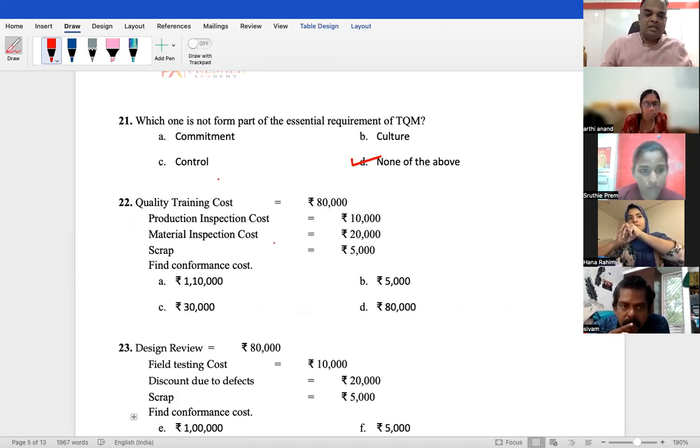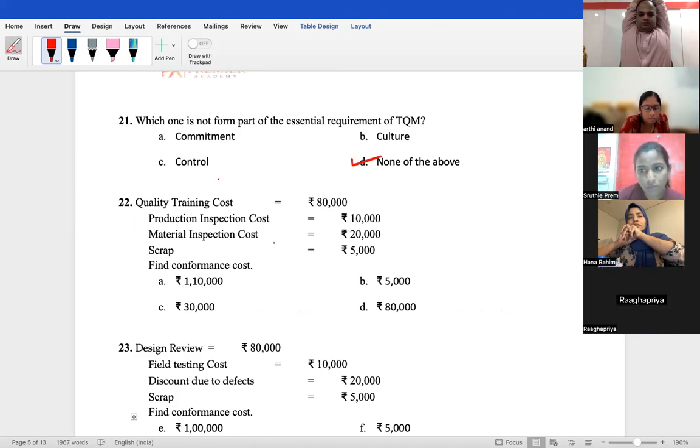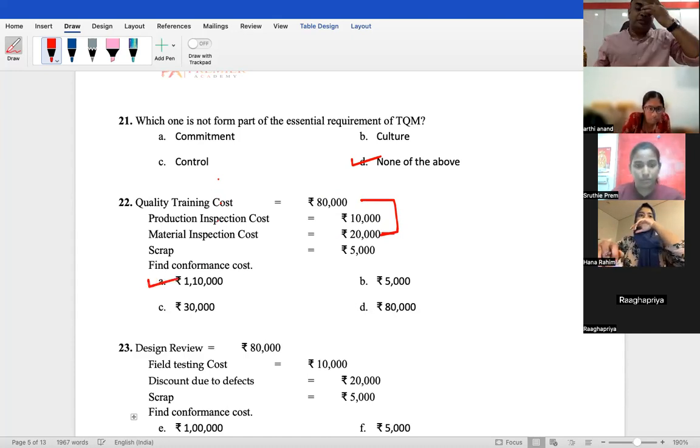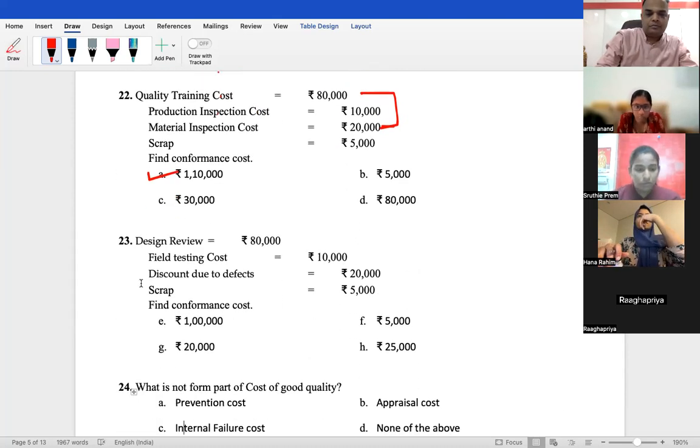Here, conformance is what comes under prevention and appraisal cost. Quality training, production inspection, material inspection. Scrap depends on internal failure, so that will not form part of conformance cost. Am I right? Yes, sir. All the three total 1,10,000. Conformance cost is 1,10,000. Next.